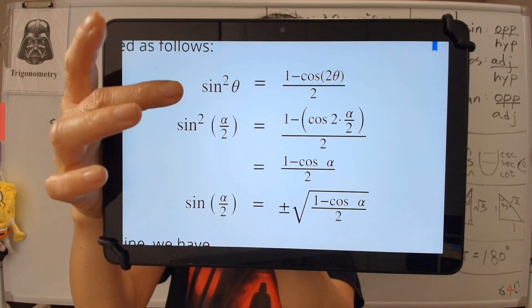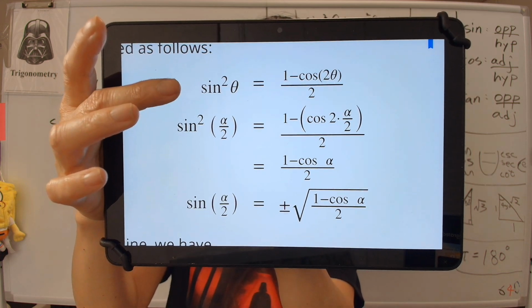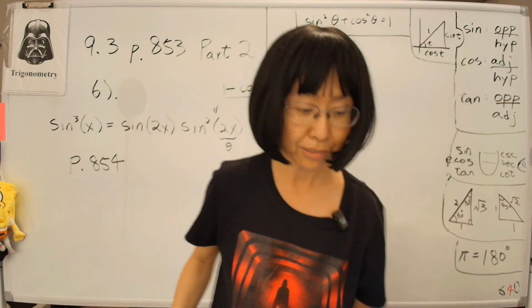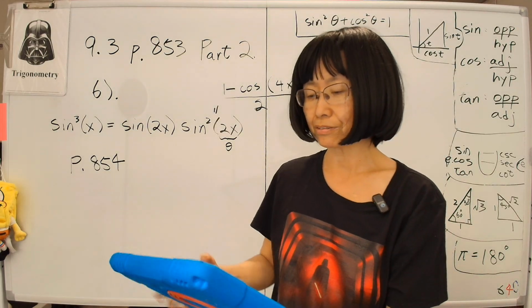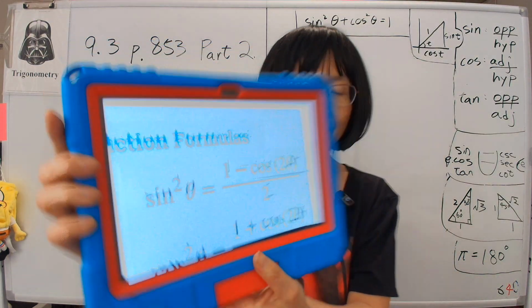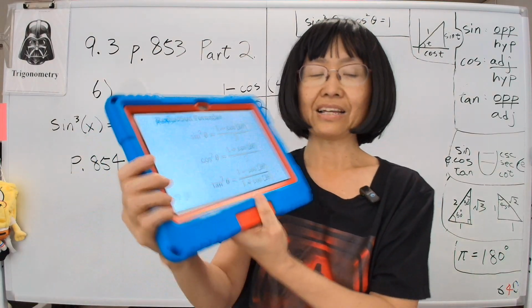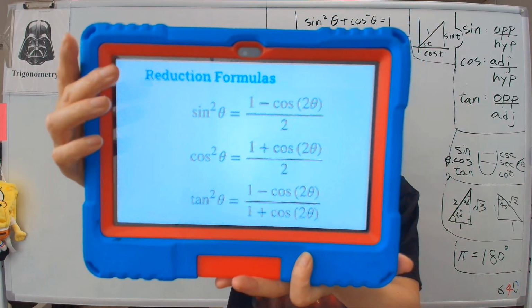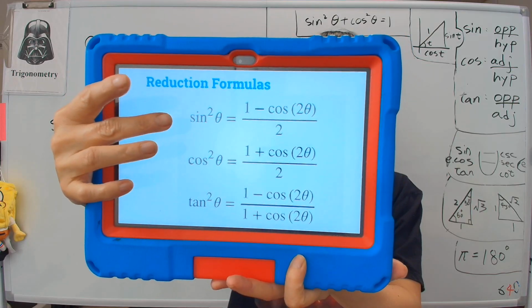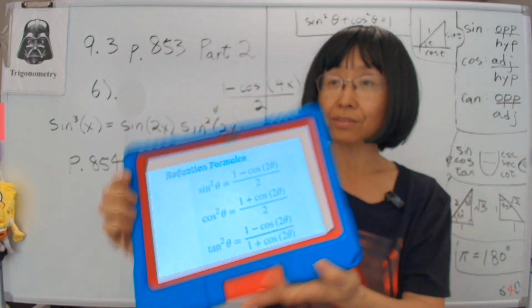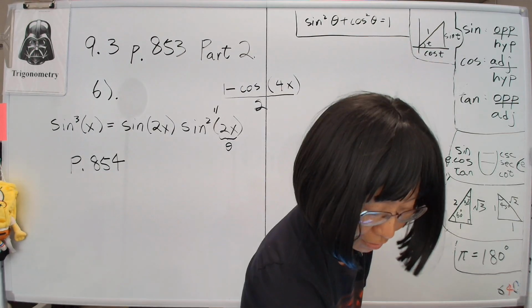We're going to start with sine squared theta equal to 1 minus cosine 2 theta over 2, which is the thing that we just saw. But I will show it to you again. This thing right here. I'll make it a little smaller. We're going to use the reduction formula for sine squared theta, which equals 1 minus cosine 2 theta over 2. And we'll quote that over here.